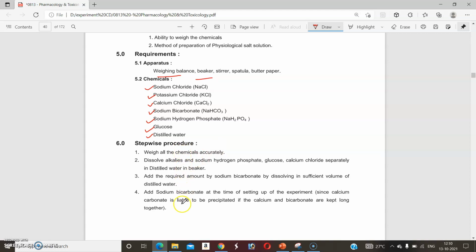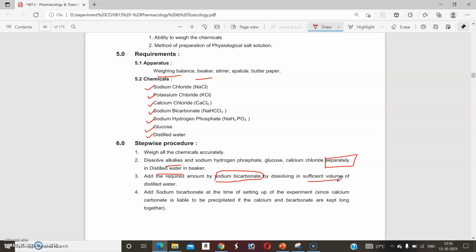So this is the stepwise procedure of how we will prepare this physiological salt solution. We weigh all chemicals accurately by using spatula and butter paper. Then dissolve all the alkali type chemicals, sodium hydrogen phosphate, glucose, calcium chloride, in the distilled water. But remember, they dissolve separately in a beaker. Then add a required amount of sodium bicarbonate with sufficient volume of water.